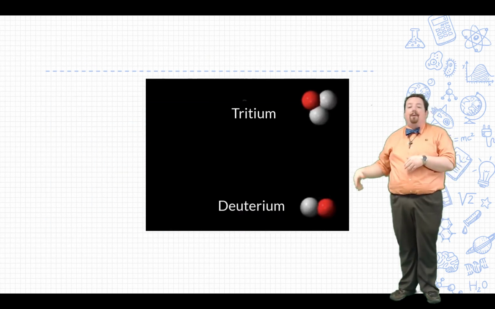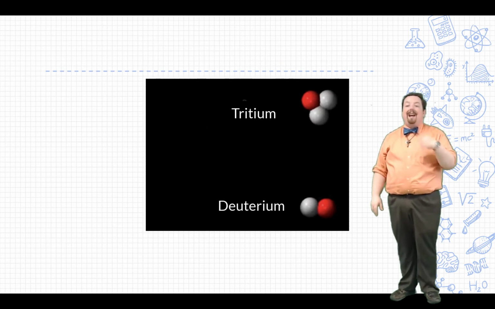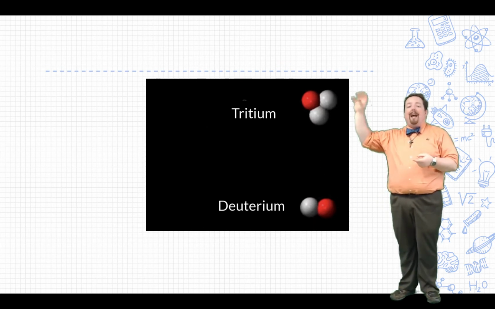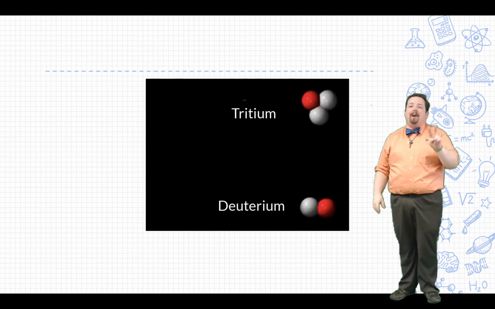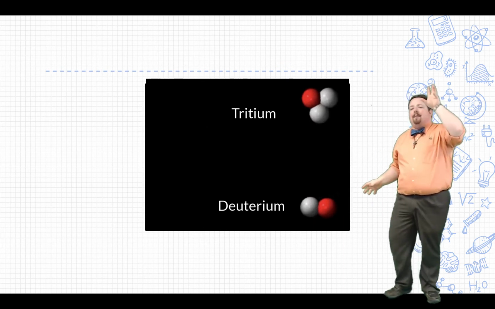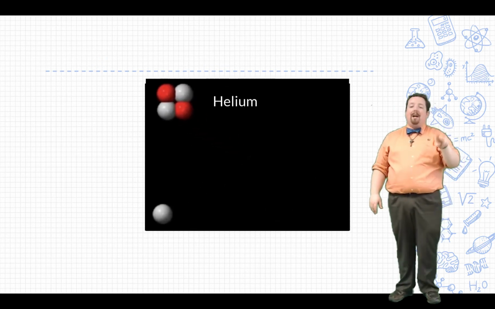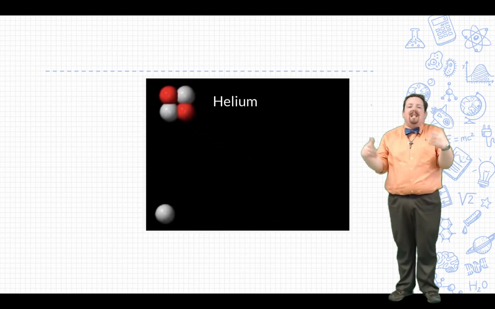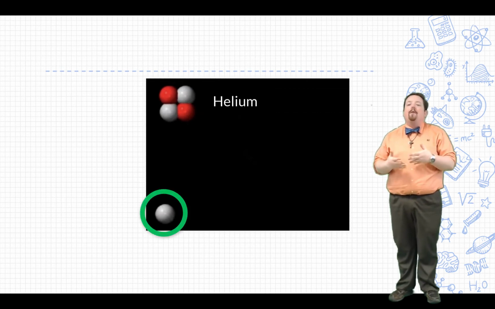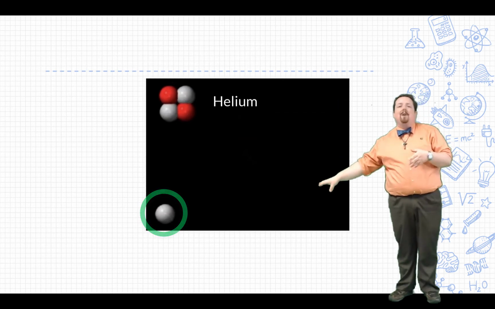Here we have an atom of deuterium, which is just hydrogen with an extra neutron, and we have an atom of tritium, which is hydrogen with two extra neutrons. These two atoms are going to come together, which forms a new atom with two protons and two neutrons, which is just helium. In this case, we do have an extra neutron that gets left over, and as you can see, it doesn't become a part of the new element, it just goes off on its own way.